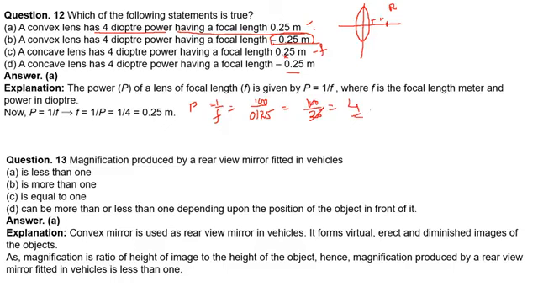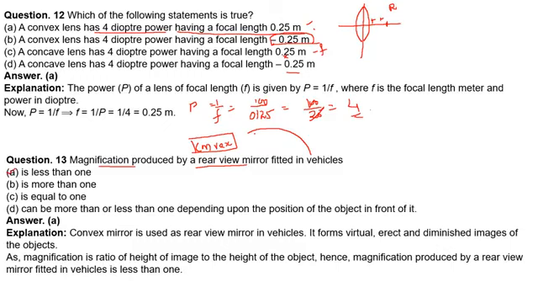Question number 13. Magnification produced by a rear view mirror fitted in vehicle is less than 1. In a rear view mirror, what mirror do we use? Convex mirror. Now what should be the size of the object in convex mirror? Why do I put convex mirror first? Because I have to cover a large area and I can see the vehicles which are coming from my backside, and definitely the size of the vehicle will be less than the size of the image. So what should be the right answer? The first one is the right answer.